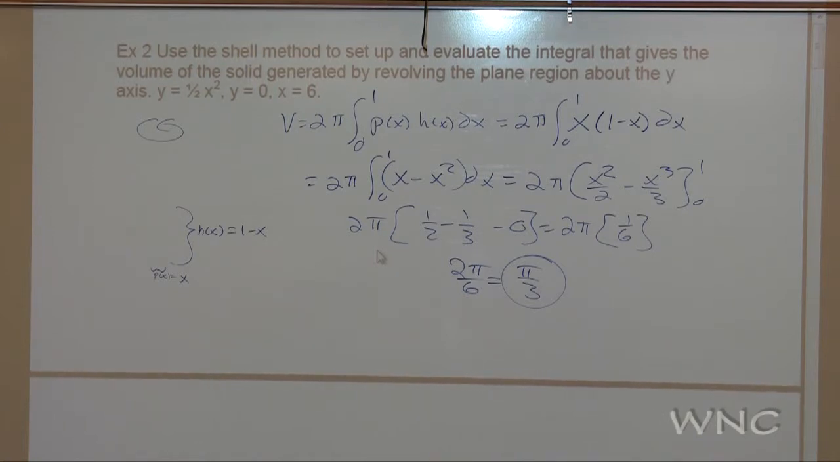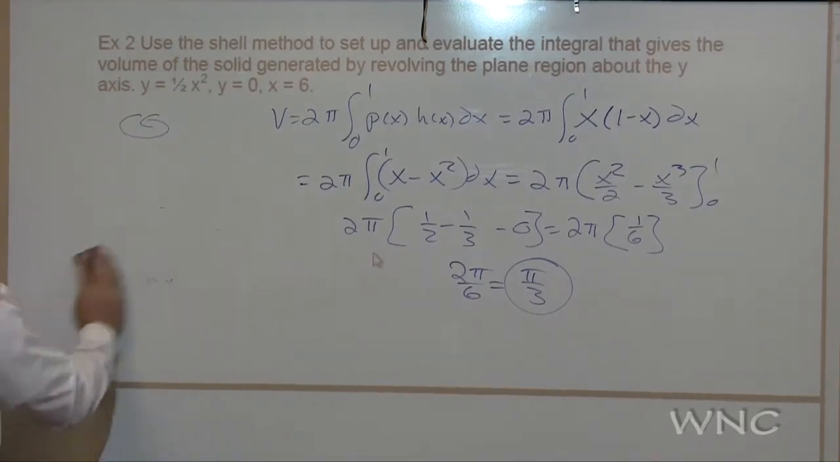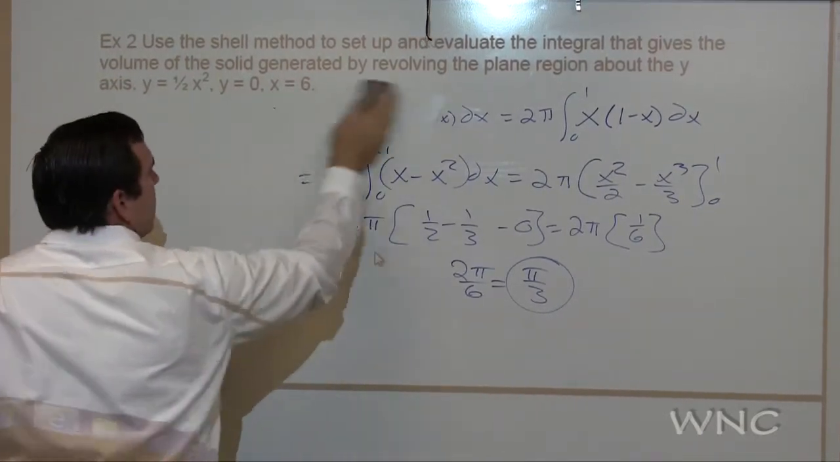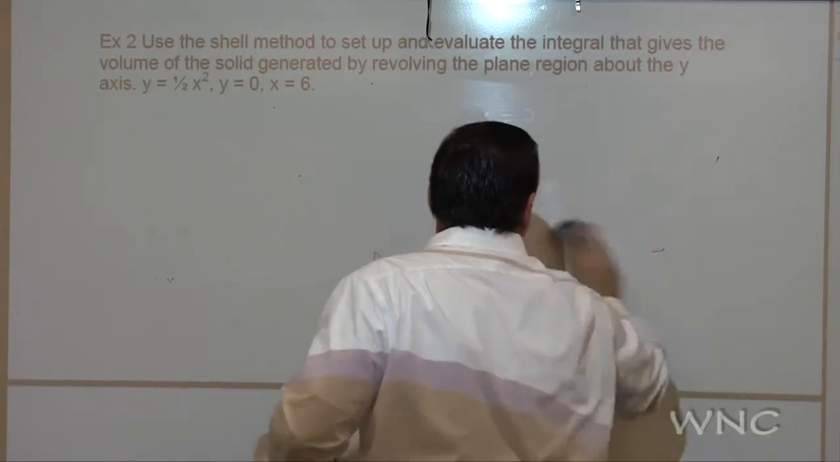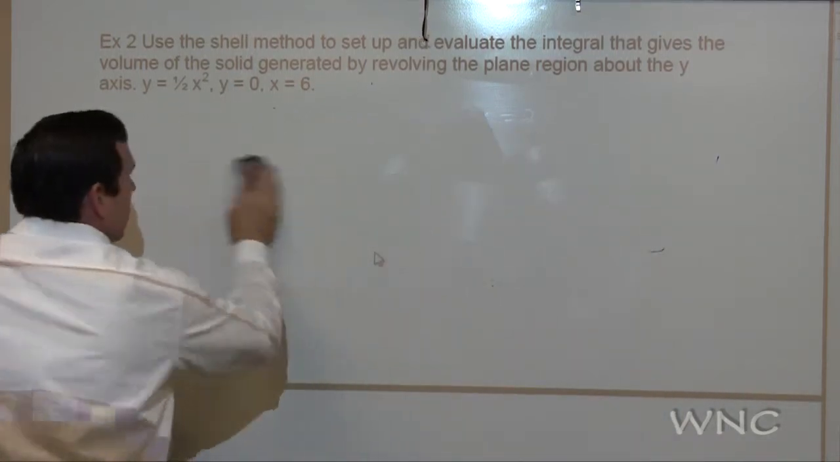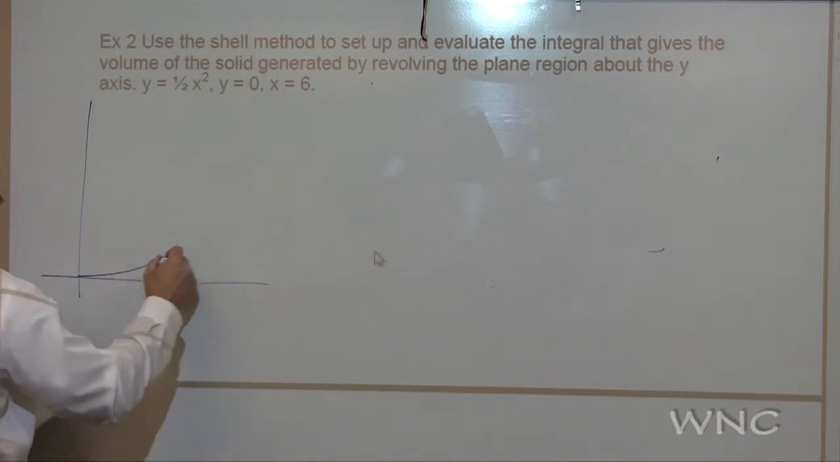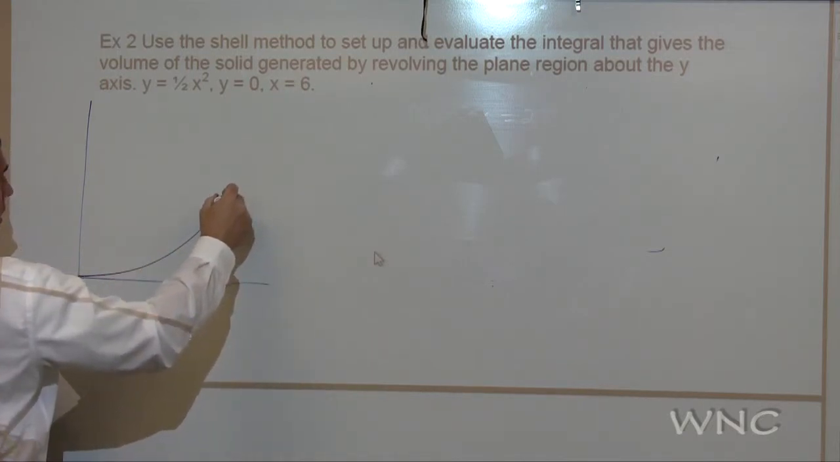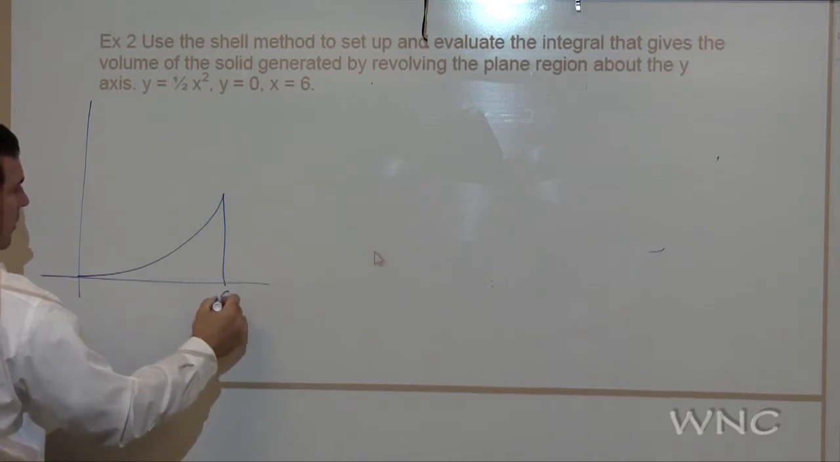Okay, next one. Use the shell method to set up and evaluate the integral that gives the volume of the solid generated by revolving the plane region about the y-axis again. So I have a vertical axis of revolution. That's y equals 1/2 x squared. That's a parabola. And y equals 0 is this line down here. X equals 6 there.